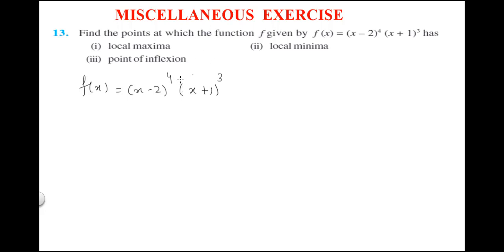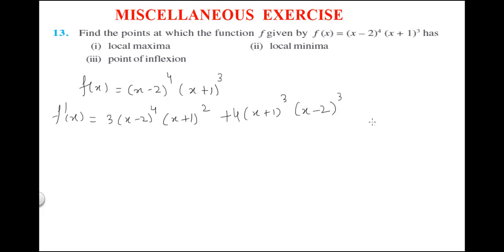To find out the points, we are going to differentiate it. To differentiate it, we will use the product rule. So f dash x will be equal to, first of all, I'm keeping x minus 2 to the power 4 as it is. Differentiation of x plus 1 whole cube will be 3 times x plus 1 square, and differentiation of x plus 1 will be 1 only, plus x plus 1 whole cube as it is. Differentiation of x minus 2 to the power 4 is 4 times x minus 2 whole cube, and differentiation of x minus 2 is 1.